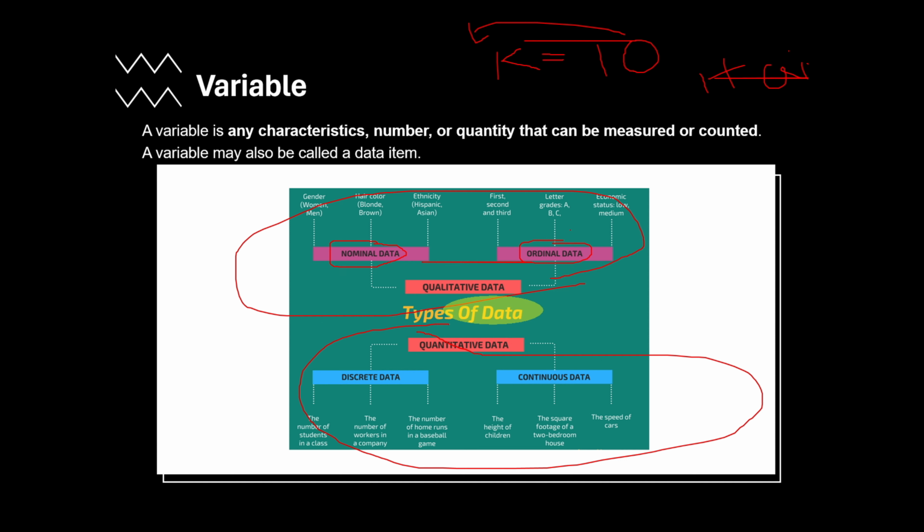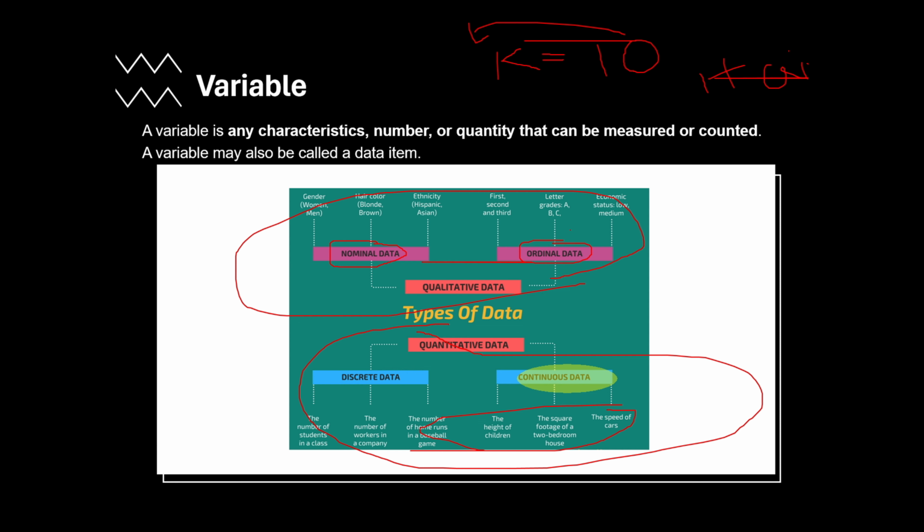This is very important for MCQs. So in your exam, you will get this kind of question, where you will be given the height of children, for example, and it will be asked whether it's qualitative data or continuous data. So if you remember these, then you can decide whether it's quantitative or qualitative. The square footage of a bedroom, the speed of a car, that's all continuous data.